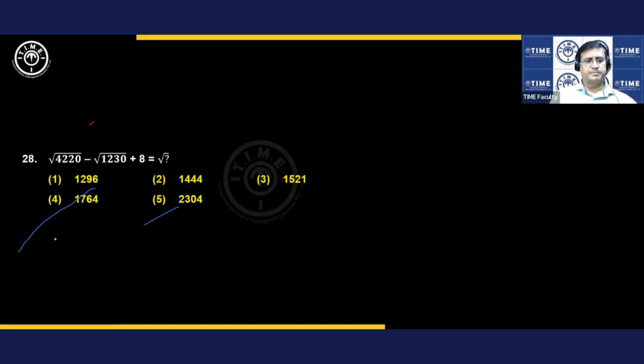Now look at the next example. 28. Square root of 4220 minus square root of 1234 plus 8 is equal to question mark. Yes, my dear students, you please try to answer this. What is the square root of 4220? 65 square. How much is the value?